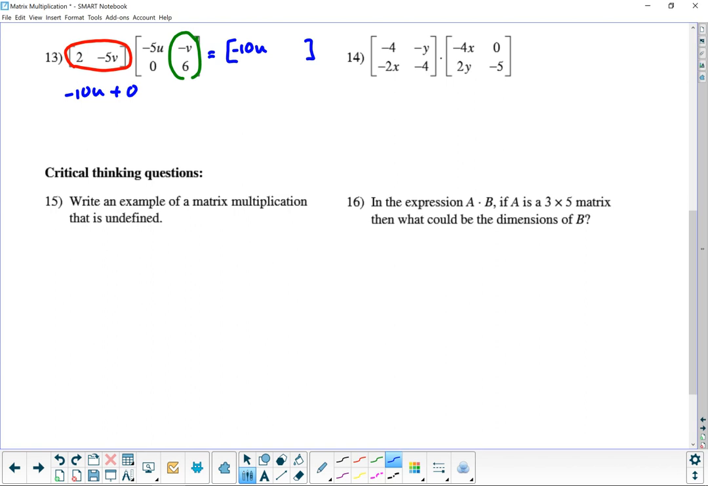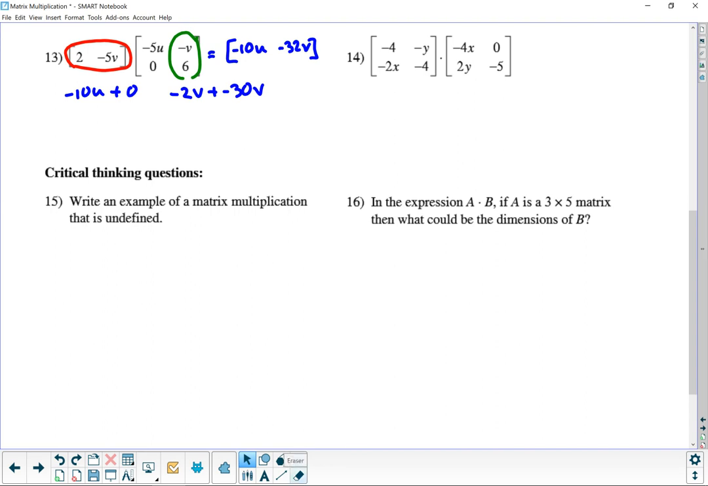2 times negative v is going to be negative 2v plus negative 5v times 6 is negative 30v. And because they're both v, you can actually add them together. So it would be negative 32v. Okay, that's your answer.